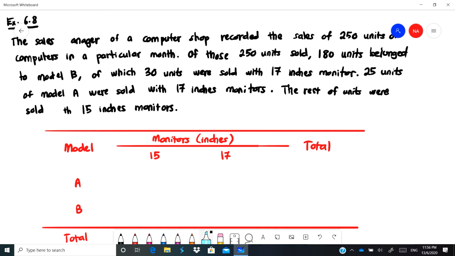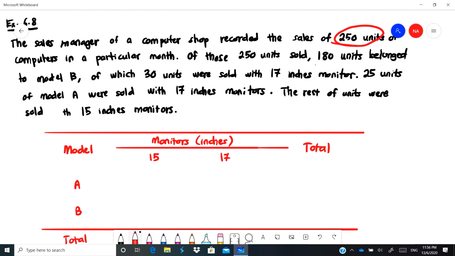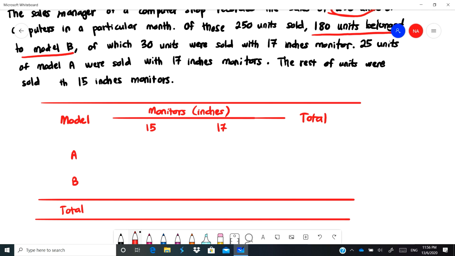The sales manager of a computer shop recorded the sales of 250 units, so there are 250 units of computers in a particular month. Of those 250, 180 units belong to model B. So the total number of model B is 180. I put it there.